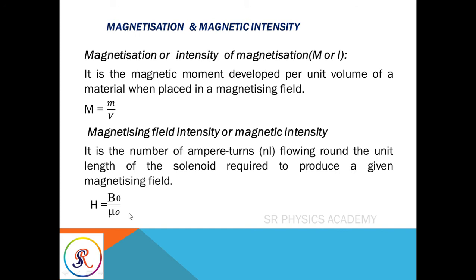What is the difference between magnetic intensity and intensity of magnetization? Magnetic intensity defines the force that the poles of the magnet experience in a magnetic field, whereas intensity of magnetization explains the change in the magnetic moment of a magnet per unit volume.